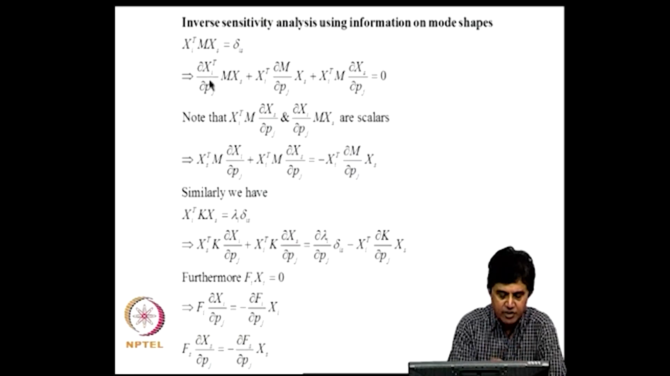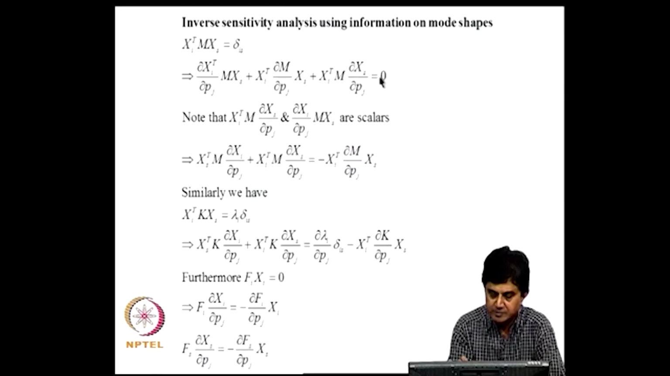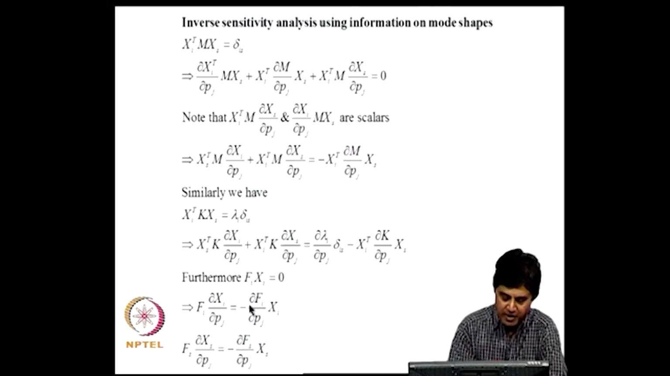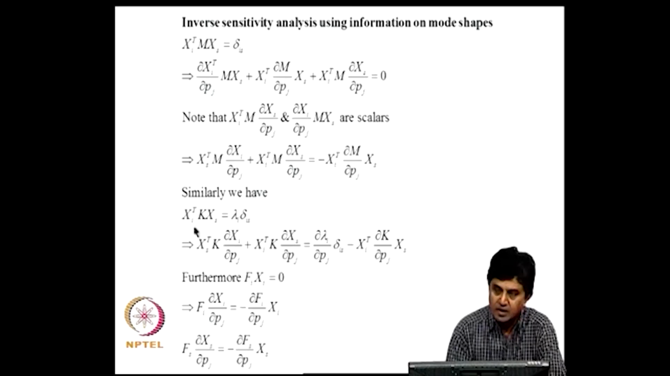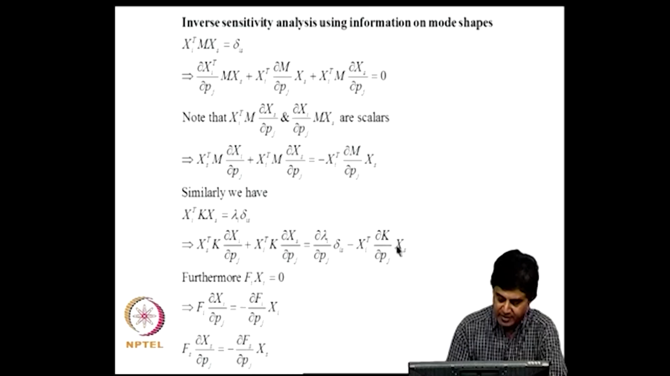Now, I will differentiate this with respect to pj, I get this equation. Now, noting that these quantities, xi^T M and ∂xs/∂pj, are scalars, I can reverse the way in which they are written and rewrite this equation in this form. The quantities that I am looking for are ∂xi/∂pj and ∂xs/∂pj, that we have to segregate and find out. Now similarly, we have the other orthogonality relation, xi^T K xs is λi δis. So again I will differentiate this and we get one more equation.